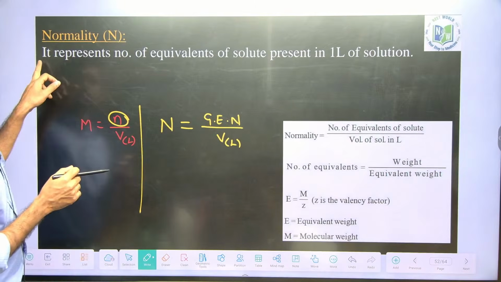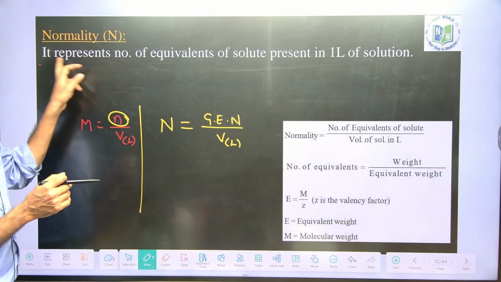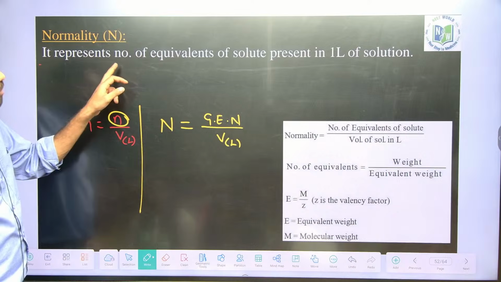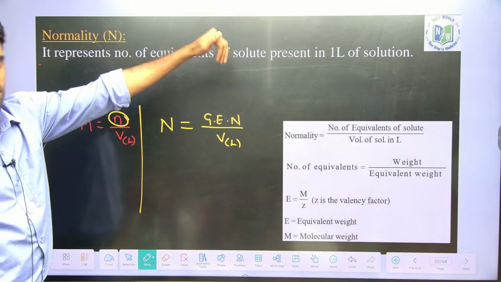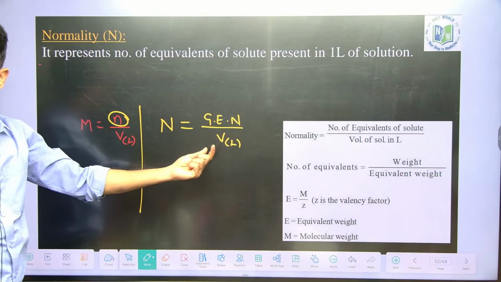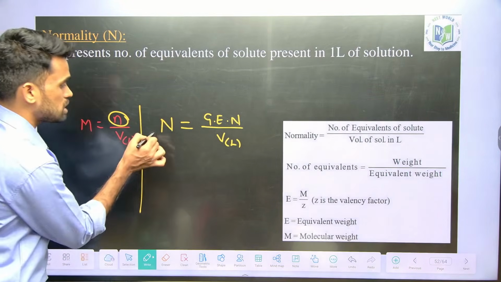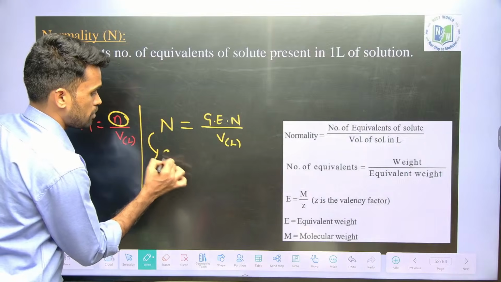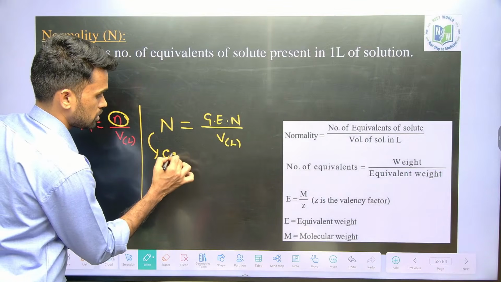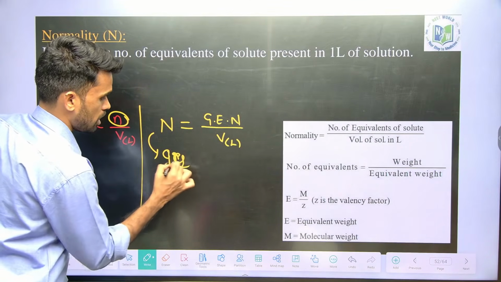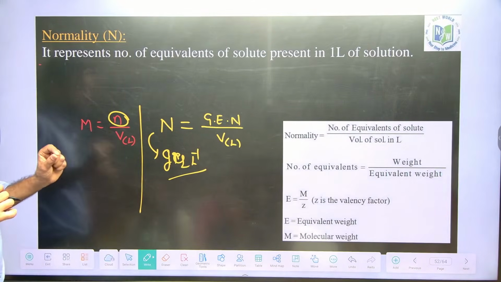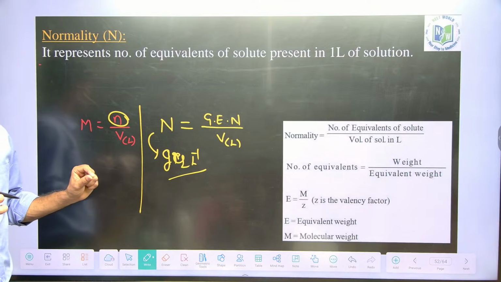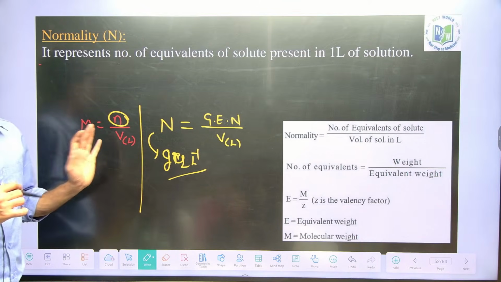Now read this once. It represents the number of equivalents of solute present in a liter of solution, like this only, the formula. The units for this will be gram equivalents per liter, that's it. Now tell me, is it temperature dependent or independent? The volume term is dependent, that's it, done.